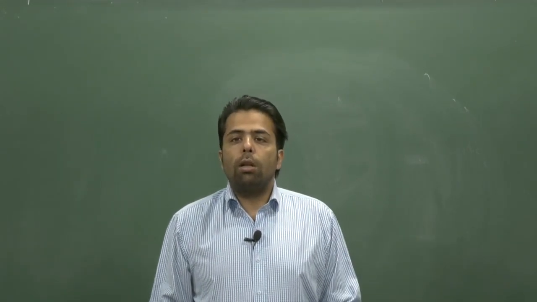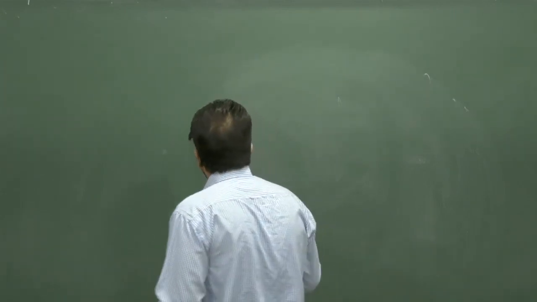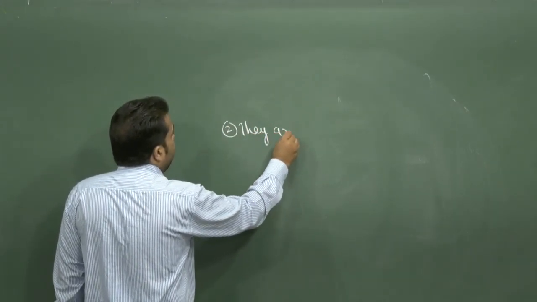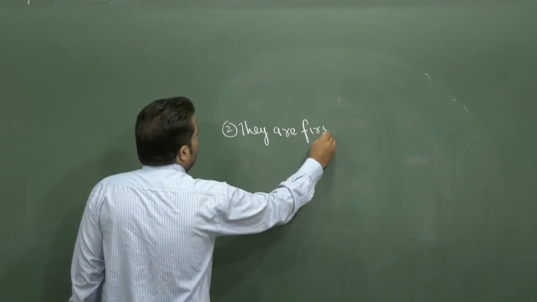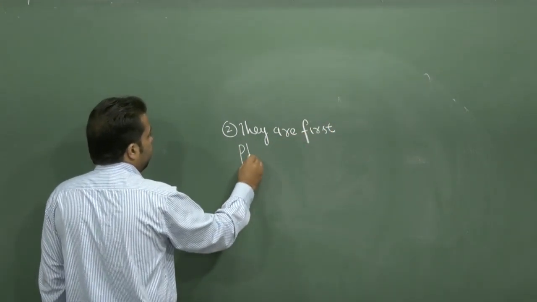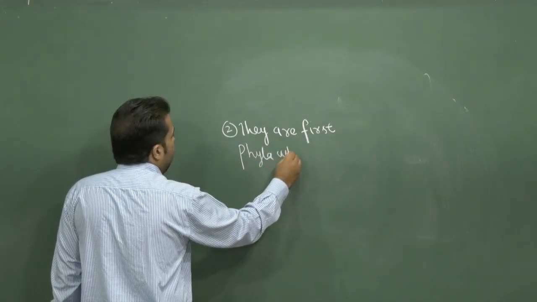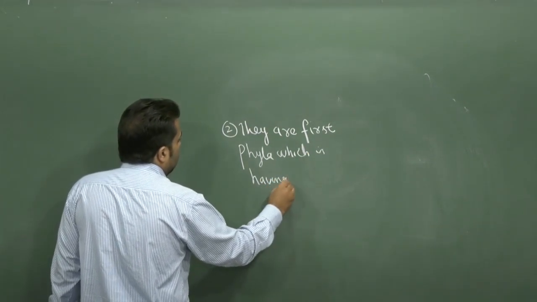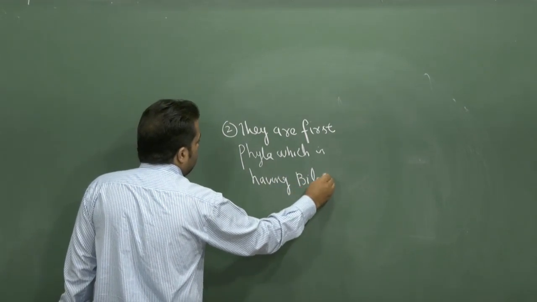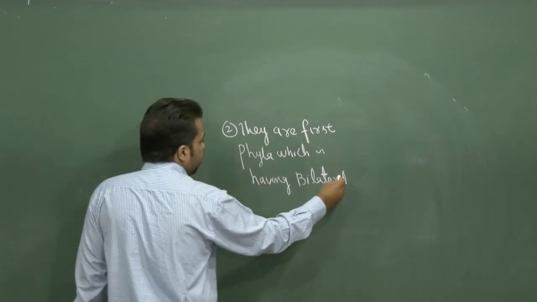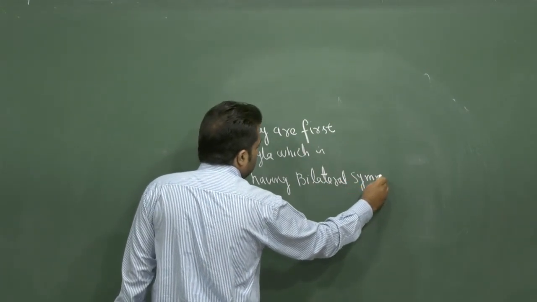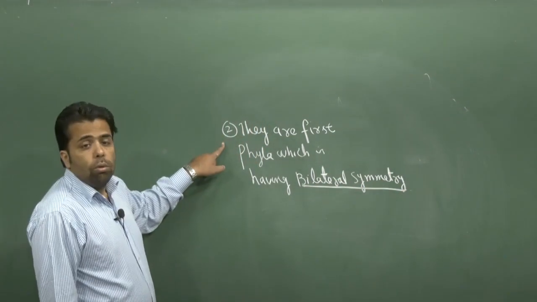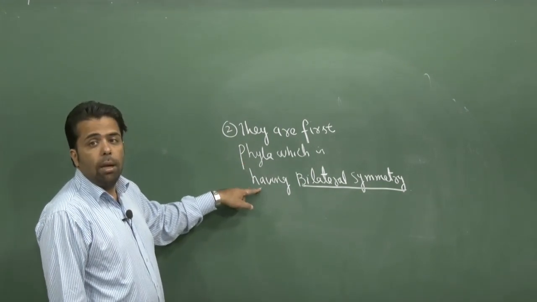The property number 2, general property, is that they are the first phyla which is having bilateral symmetry. So they are the first phyla which is having bilateral symmetry.